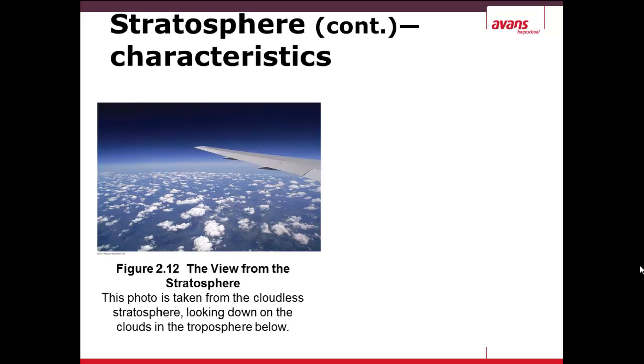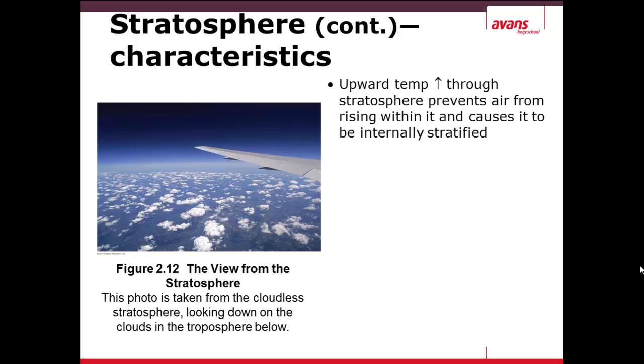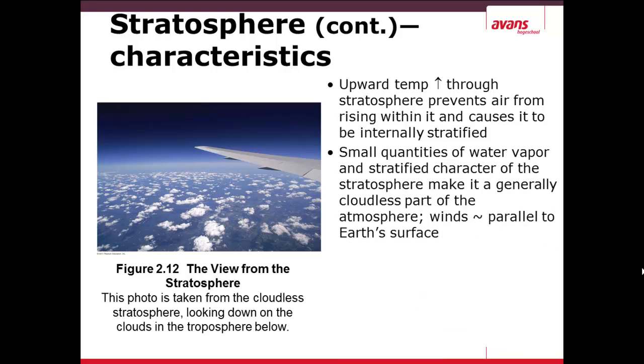The stratosphere characteristics: the upward temperature increase through the stratosphere prevents air from rising within it, and it causes it to be internally stratified, which means it has its own layers. Small quantities of water vapor and the stratified character of the stratosphere make it a generally cloudless part of the atmosphere, so the winds are parallel to the Earth's surface. It's observable as a clear area above clouds in the troposphere.